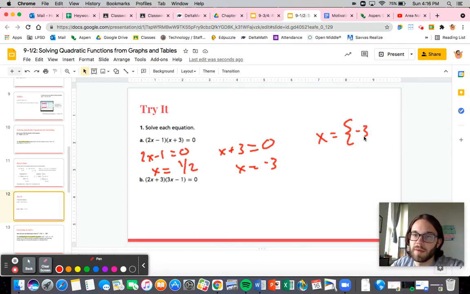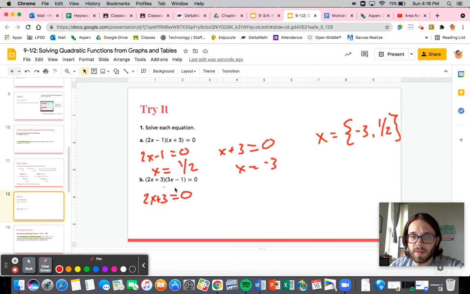Negative 3 halves, right? These are the set of numbers that would make it equal to 0. Those are pretty much the two that you tend to see. Okay, so same thing with this one. Simple enough, right? You use the zero product property.